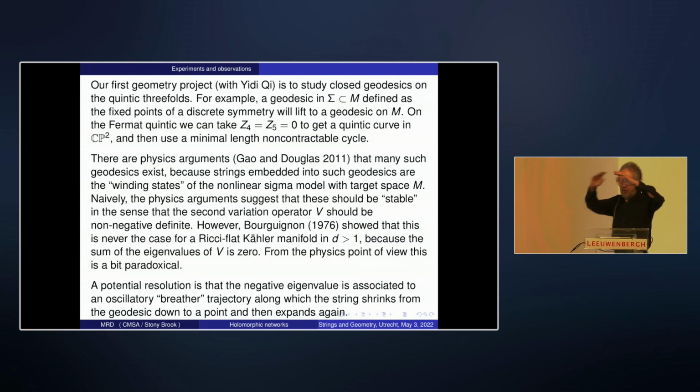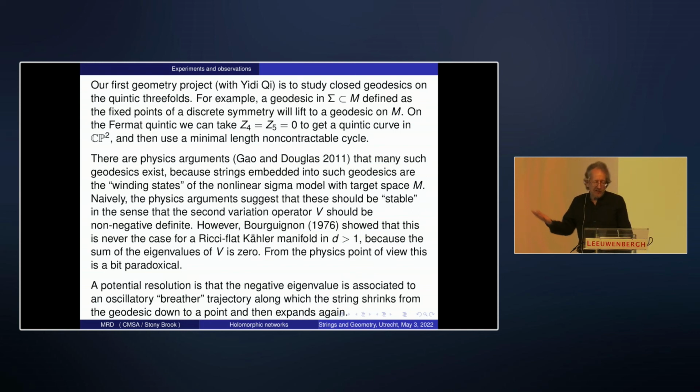But what I think is the resolution is that you take a geodesic, which has to have at least one negative mode, but there are some basic ones with one negative mode, and there's a one-dimensional trajectory where they oscillate like this. It's kind of like a breather solution. And that thing is the basic winding state.